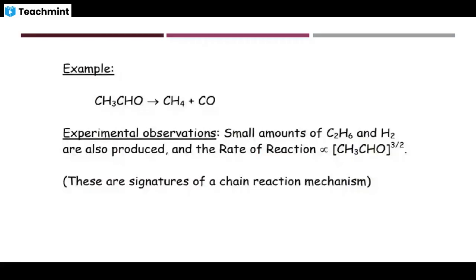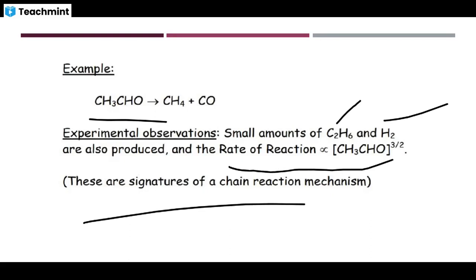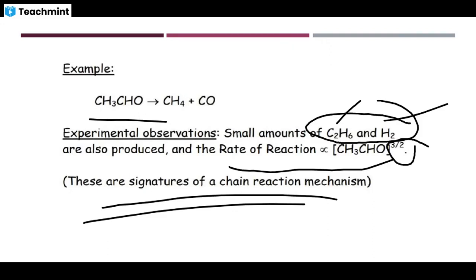For example, take acetaldehyde decomposing into methane and carbon monoxide. The experimental observation is that small amounts of ethane and H2 are also produced, and the rate of the reaction is directly proportional to the acetaldehyde concentration to the power 3/2. These are the signatures that a chain reaction happened. Unwanted side reactions are formed, and the order is somewhat fractional, which is a signature of a chain reaction mechanism.